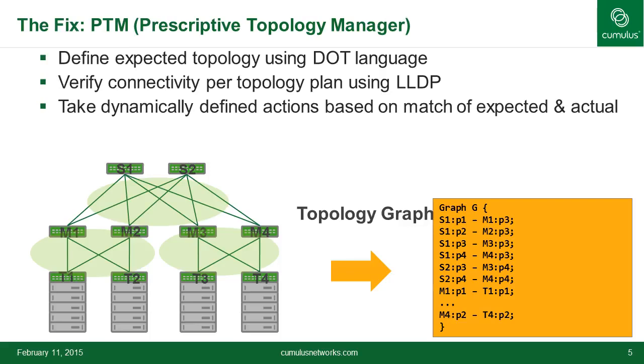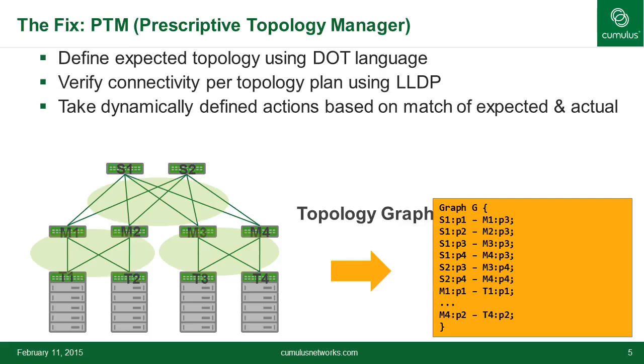You essentially take this entire topology graph and dump it on every single switch in your network. The switch then parses this file to figure out what its role is. So for example, M1 will only parse out the section that applies to it. S1 will parse out the section that applies to it. And then it will essentially make sure, using LLDP, that the connectivity is as expected. LLDP is a standard protocol where, on every link, every node announces who it is. And the other side of the link can receive this message and understand what needs to be done.